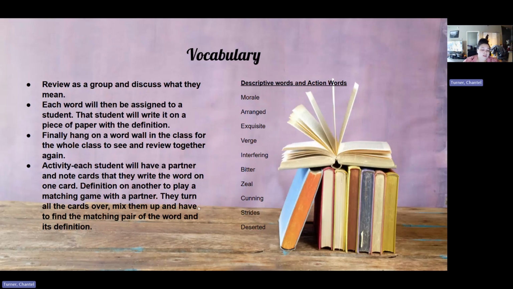My other activity is going to be more towards the end of the novel. Each student will have a partner and each one will have the same amount of note cards. On one note card, the vocabulary word will be written, and on another, they'll write the definition. When they're all done writing out their note cards, you'll give them to your partner, and your partner will flip them upside down and mix them around so that you'll be playing a matching game.